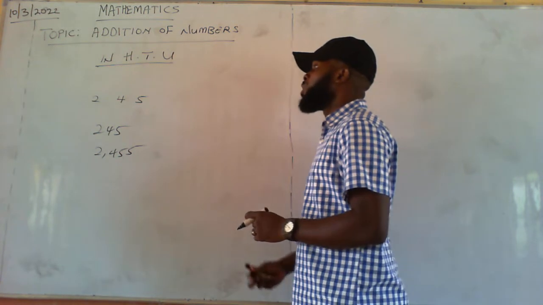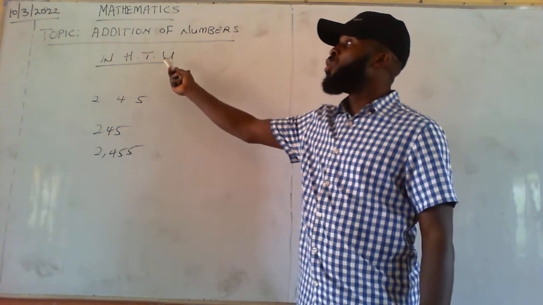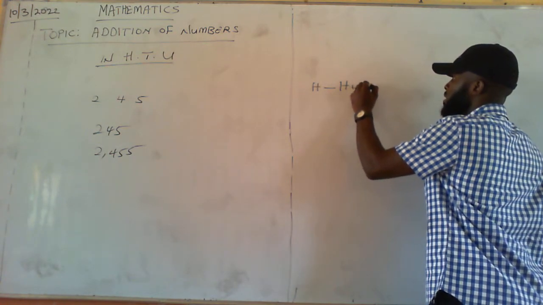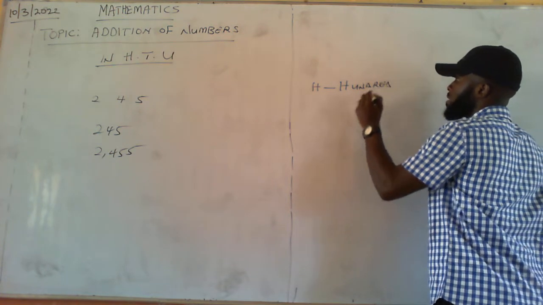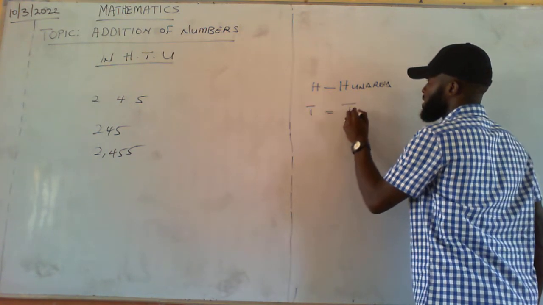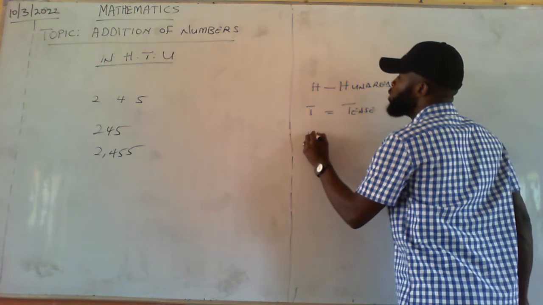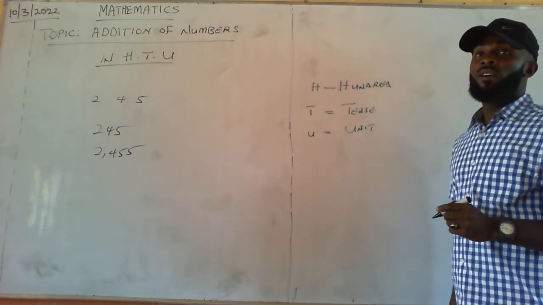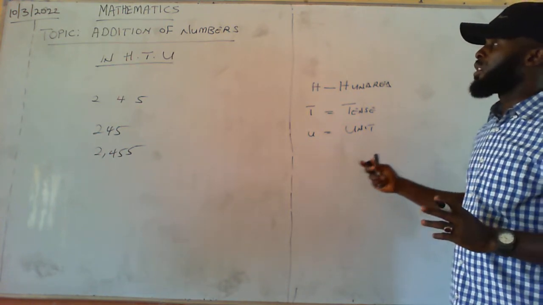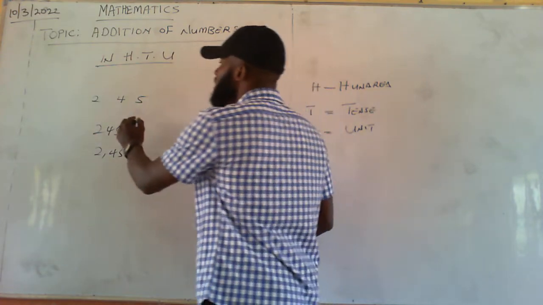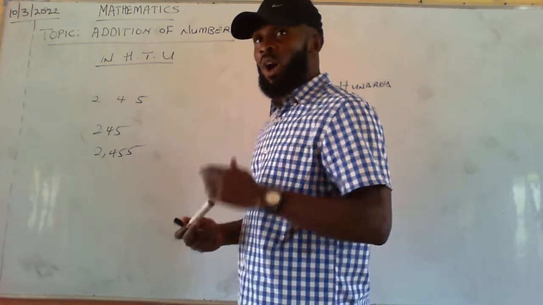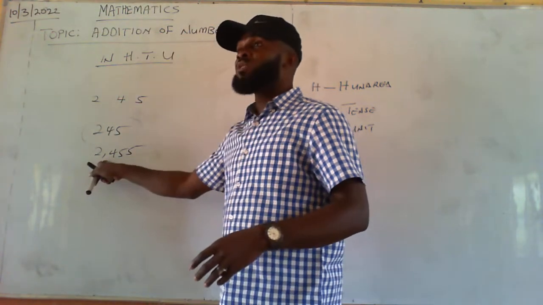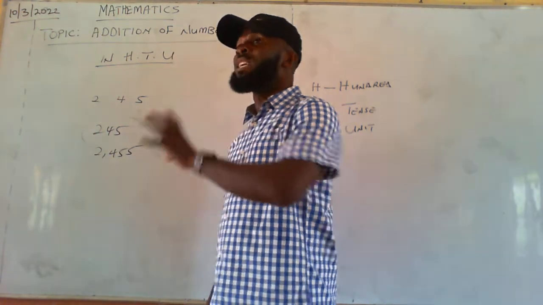If you now have 2,455, here in H.T.U, which we call the 100, H is for 100, T is for tens, and U is your unit. Now, if you call this 245, the whole digit here is in 100. How do I mean? Because you said 200 before the whole 45. This one you said 2,455. The digits are in 1,000.